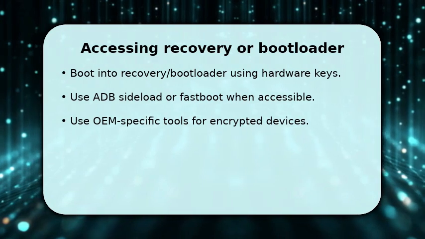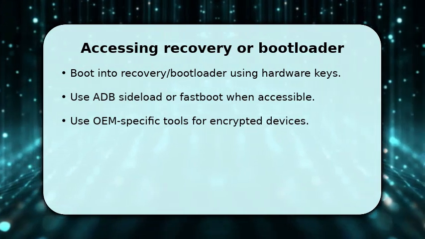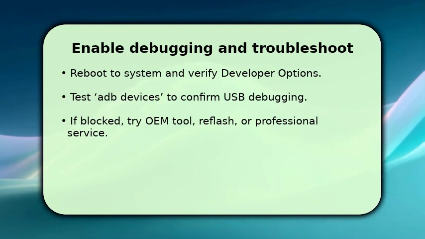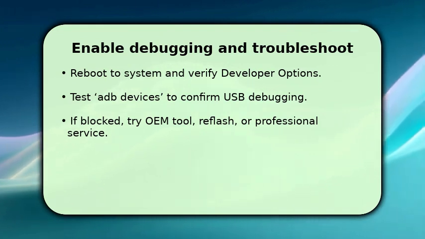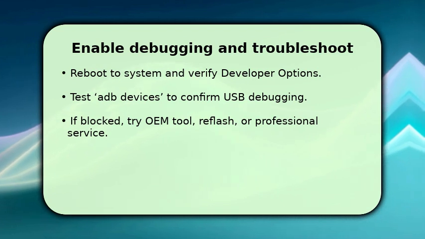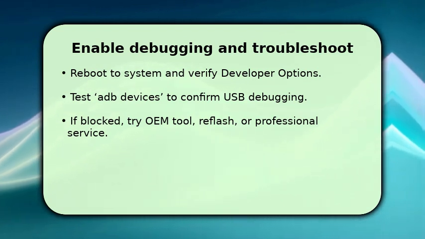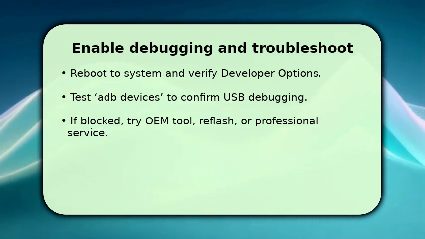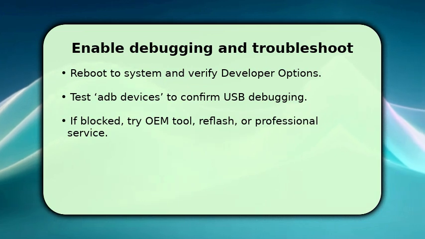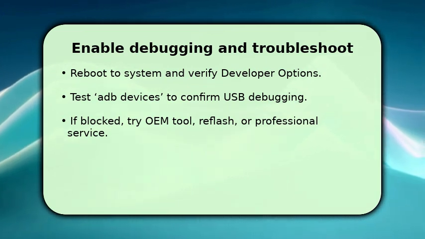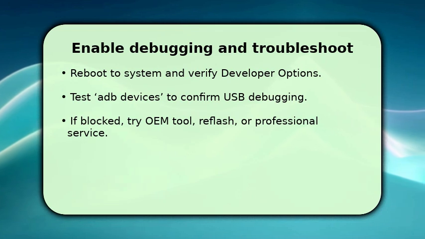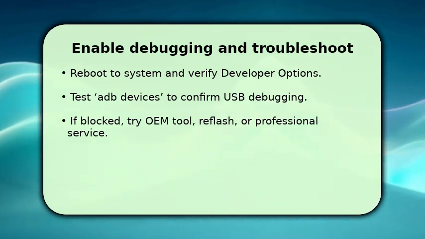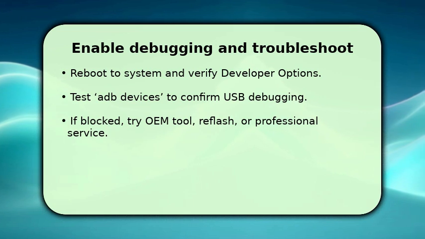Proceed carefully. You finish by rebooting back to the system and immediately opening developer options to toggle USB debugging. This step ensures the system accepts ADB commands. Once enabled, run ADB devices on your PC to confirm a connected authorized device. If you see a prompt, accept it on the phone. If the prompt never appears or the device remains blocked, consider using the OEM flashing tool or reflash signed firmware, and if unsure, stop and seek professional service to avoid data loss or warranty voiding.